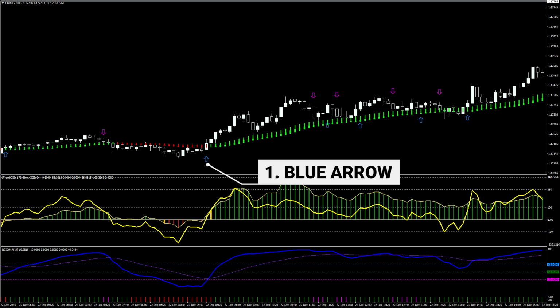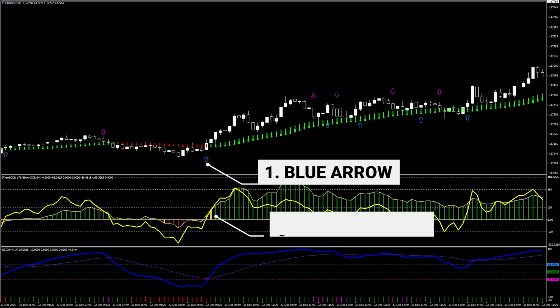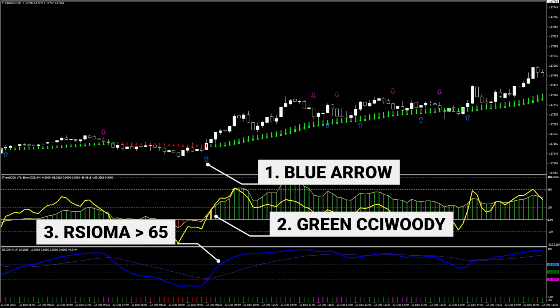First, look at the bottom window. The double CCI Woody is showing bright green bars, which confirms bullish momentum. Next, we check the RSI OMA and we can see the line is clearly positioned above the 65 level. Since every single rule on our checklist is satisfied, we execute a buy trade right here at the close of the signal candle. Let's scroll forward and find another setup to show you the consistency of this strategy.